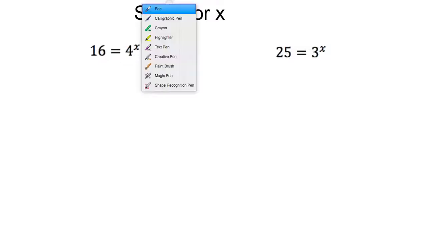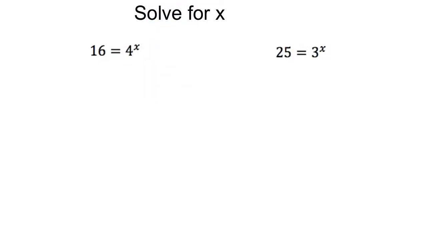Okay, so here I have some exponential equations, and I want to solve for x. They're exponential equations because the variable is in the exponent. So 16 is equal to 4 to the x power. Well, what do I have to raise 4 to in order to get 16? Since 16 is equal to 4 squared, I could say that x is equal to 2.